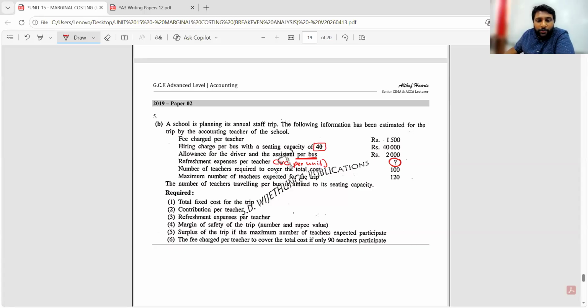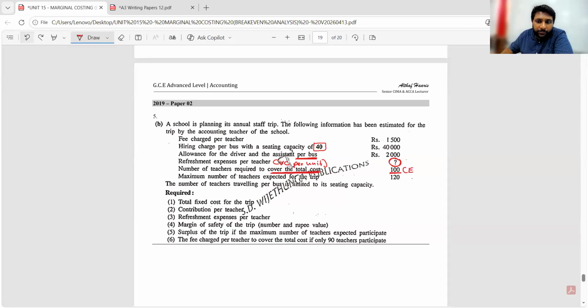Number of teachers required to cover the total cost. Tell me in our language, what is this? Break-even point quantity. Break-even point quantity is given. Write these down.